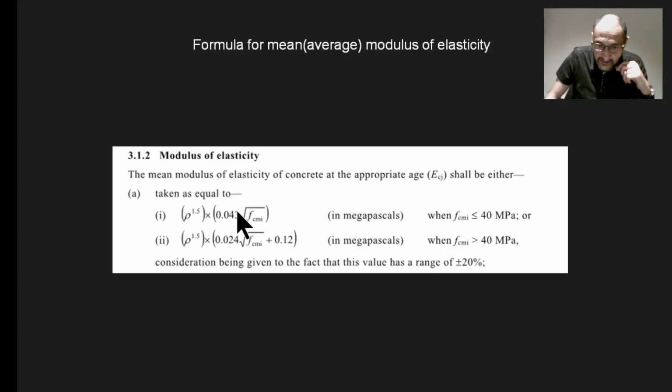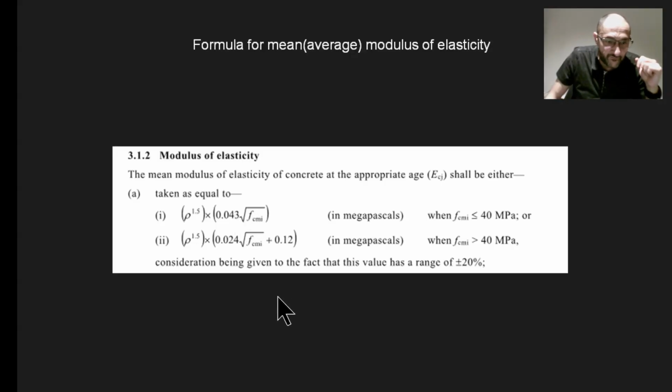So you've got two equations: one if the mean compressive stress is less than or equal to 40 MPa, and the other formula if it is greater than 40 MPa. This formula is for normal weight concrete, which has a density of 2,400 kilograms per cubic metre. So you just input 2,400 in this formula to the power of 1.5 and follow the rest of the equation.